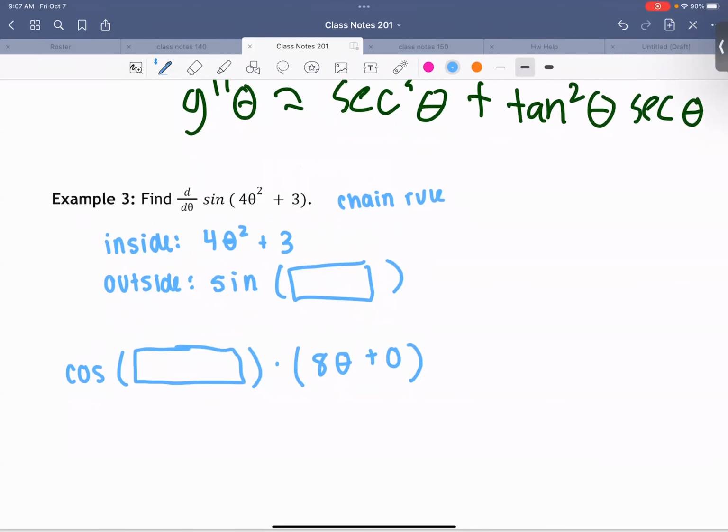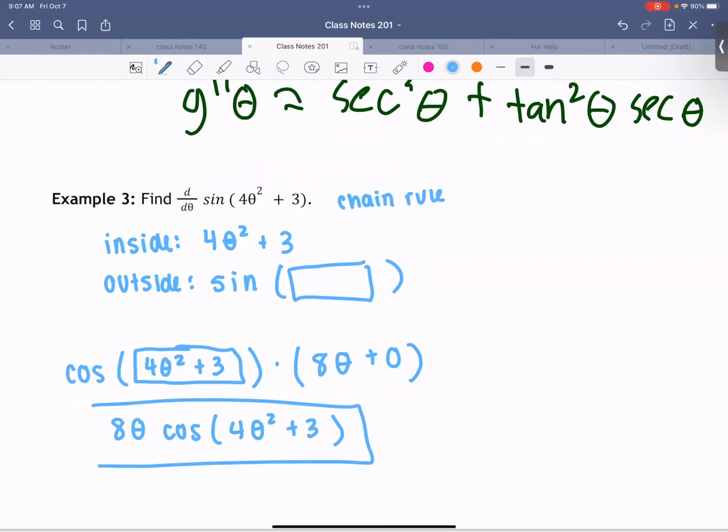Okay. So we can clean this up. First of all, I can write the inside function in my little blob. We have 4 theta squared plus 3. Okay. And I can take away the 0 because 0 is just itself. So 8 theta cosine 4 theta squared plus 3. Okay. So chain rule just works like any other rule that we have. It doesn't matter that we have trig functions. It works exactly the same. Okay. Any questions before we start putting everything together?